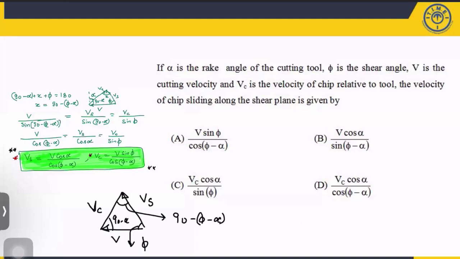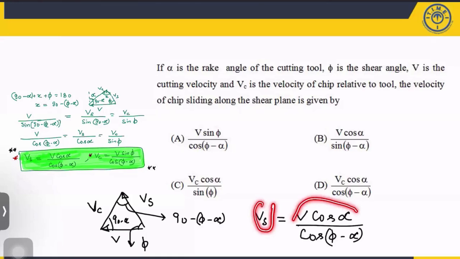From this particular relation, can I write the velocity of shear is nothing but V cos alpha, sine 90 minus... cos of alpha is cos alpha, cos of phi minus alpha. Yes or no? Now see, Vs is nothing but V cos alpha divided by cos of phi minus alpha. But here it is given as Vc. So what will be the correct answer? Vc, and this is cos phi minus alpha. Most of the students will make the mistake. This is chip velocity. Here is the cutting velocity.